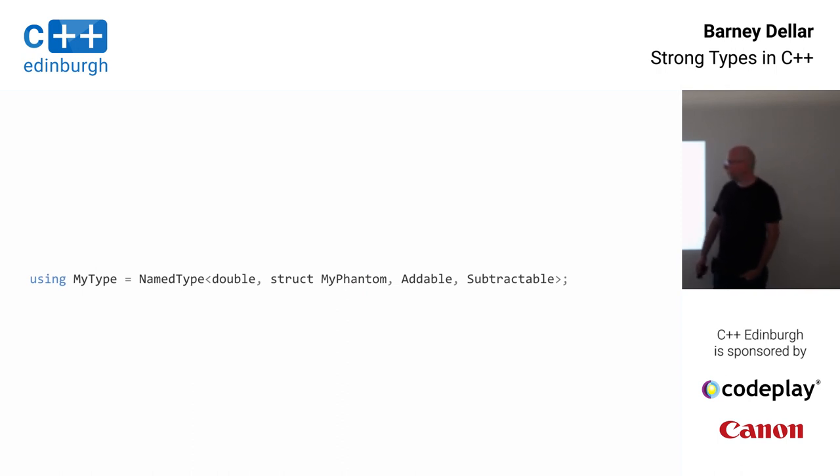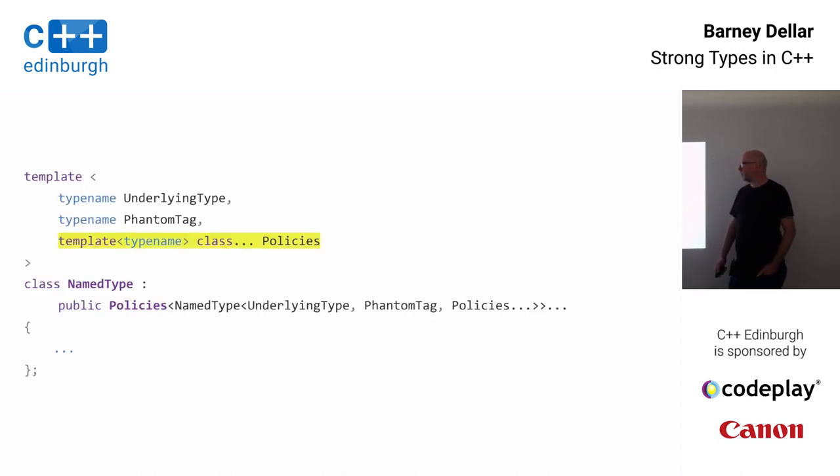I said earlier that it'd be great to be able to write code like this, where we actually inherit from addable and subtractable. We know how to create the policies now that we're going to use, but how do we write NamedType such that it can inherit from multiple policies? And with variadic inheritance, that's actually quite easy, although if you don't know the syntax, it's weird.